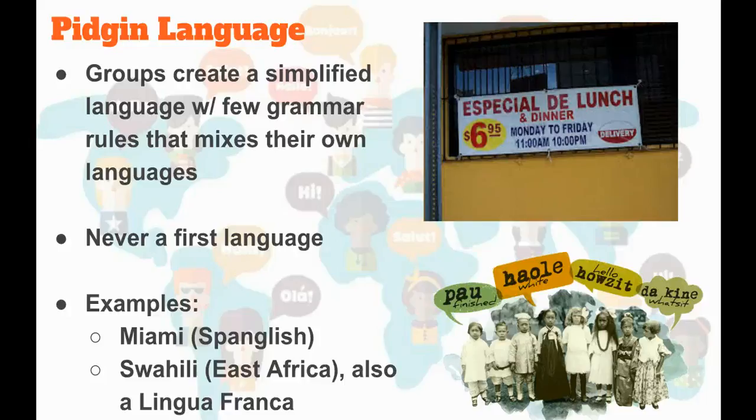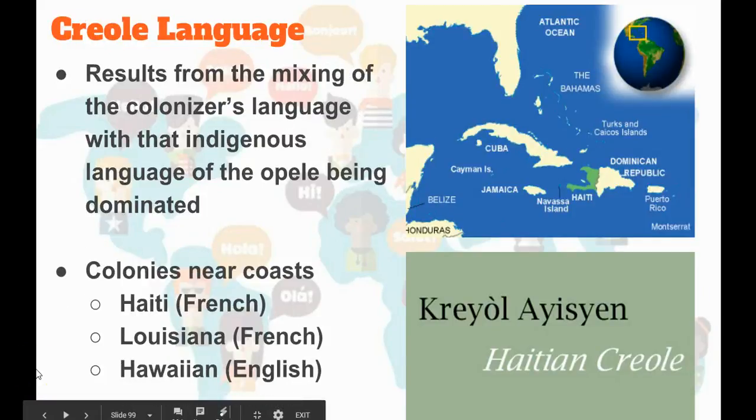The idea behind this is kind of like Spanglish in Miami, especially with a lot of Cuban migrants, and Swahili in Eastern Africa. Swahili is a real language. It's also used as a lingua franca in that area. It's not a first language. Again, that would be a secondary language. So Swahili is probably one of the more formal of the pidgin languages, even though most pidgin languages are not formal.